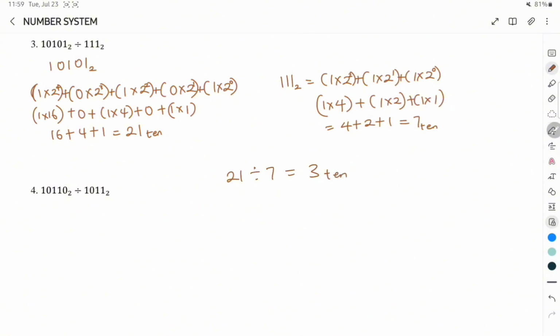Now we have to convert this 3 back to base 2. So we say 3 divided by 2, 1 remainder 1. Then 1 divided by 2, 0 remainder, the last quotient here, which is 1. So that means the result of this division is 11 base 2.